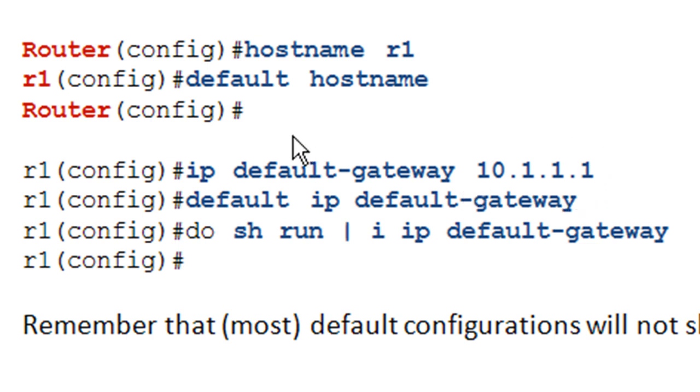So here on R1, I've gone ahead and set up a default gateway, and then I said, oh man, I don't need that. So I could type in no IP default gateway 10.1.1.1. Sometimes with no commands, depending on how much of the command you specify, you might be turning off the entire command. You might only be turning off part of the command.